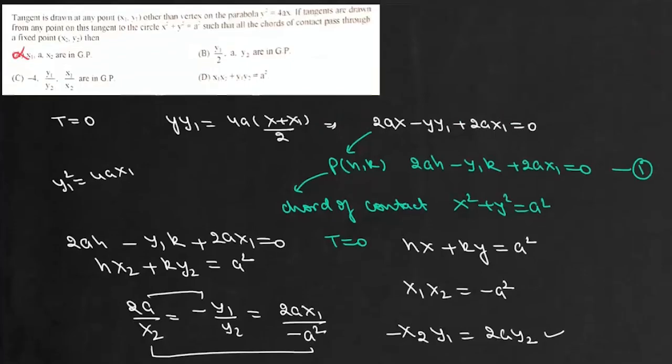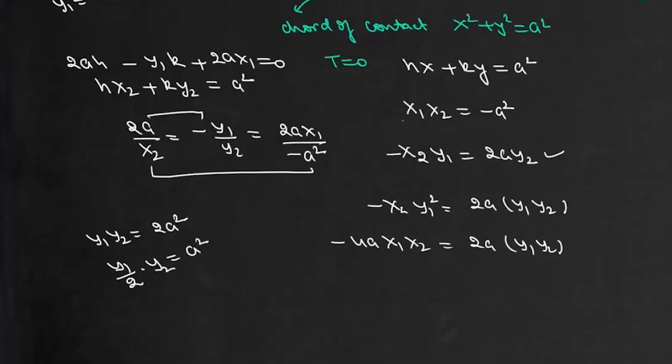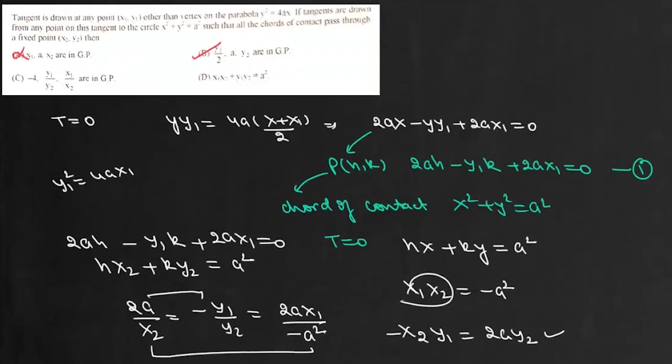So this is your option B. And if we add x1 x2 and y1 y2, we'll get x1 x2 plus y1 y2 will be minus a square plus 2a square. That should be a square, and that's your option D. Now what about this option C?